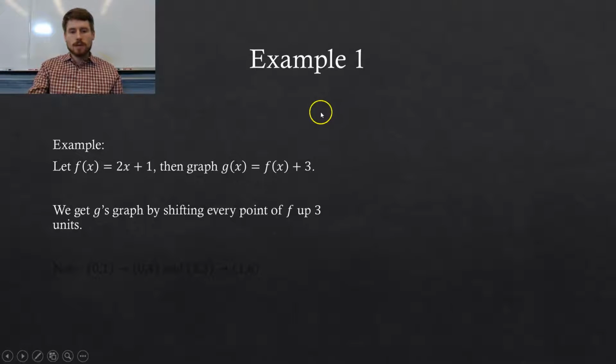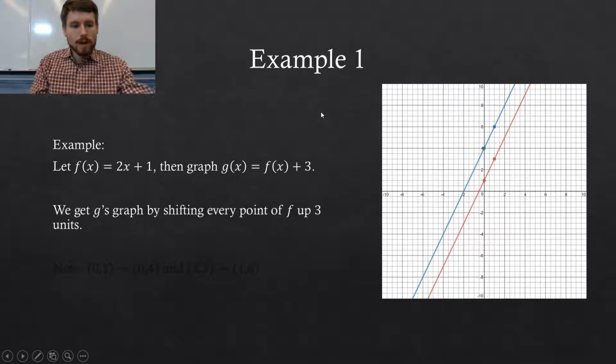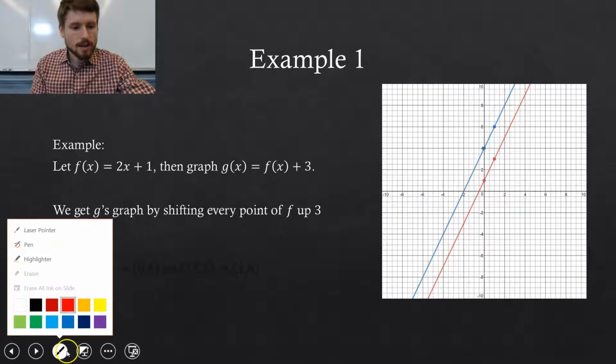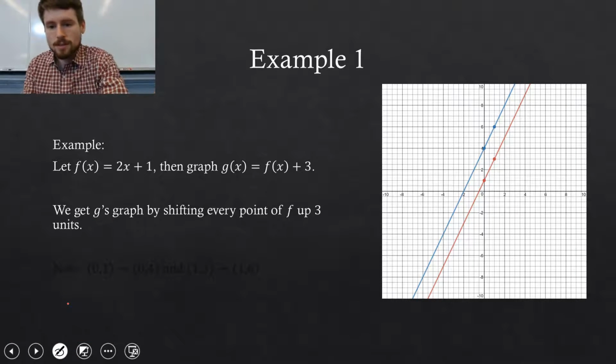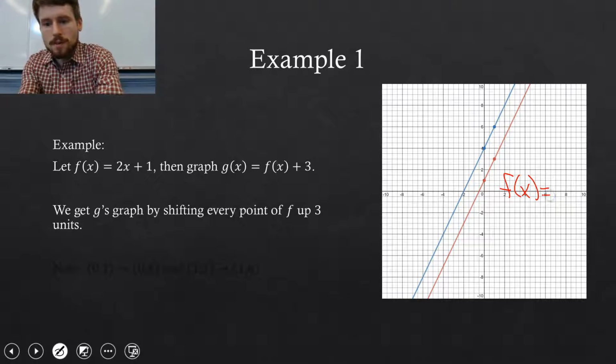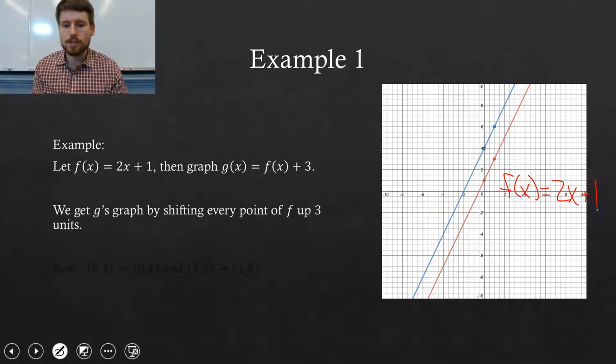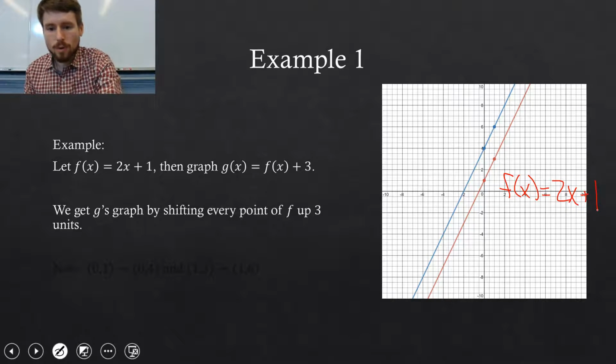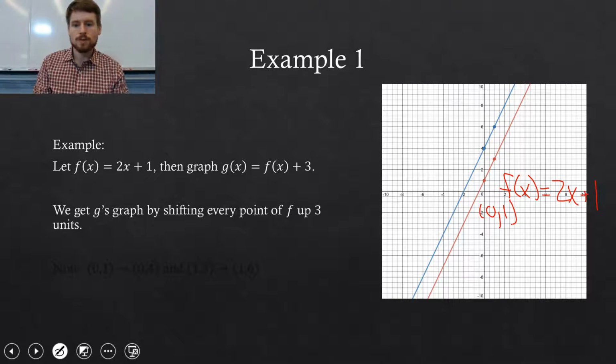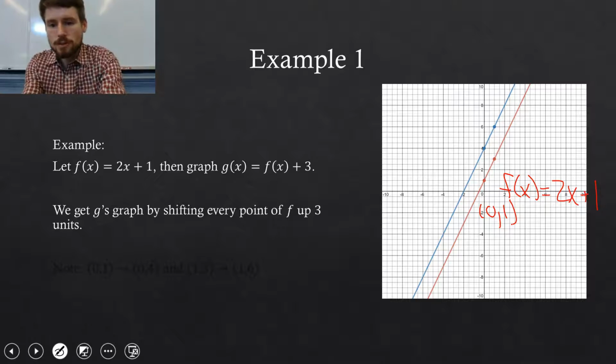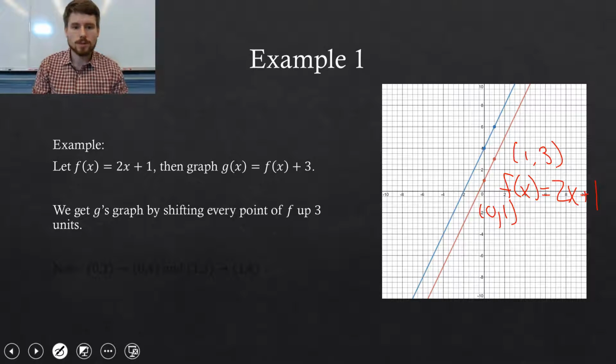So this is what it will look like. The red graph over here is our f of x. And that's given the rule 2x plus 1, linear function, right? We can see that point (0, 1) is on the line 2x plus 1. We also know this point (1, 3) is also on the line 2x plus 1.